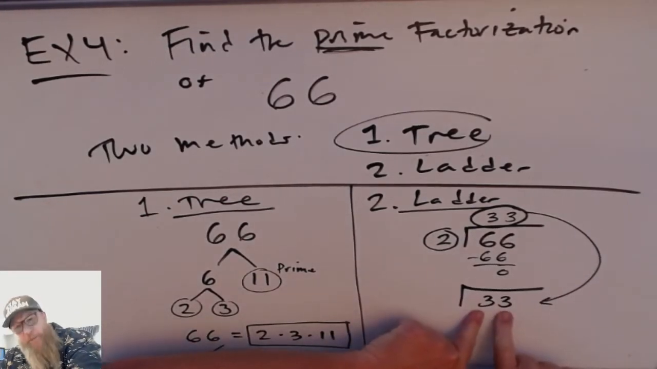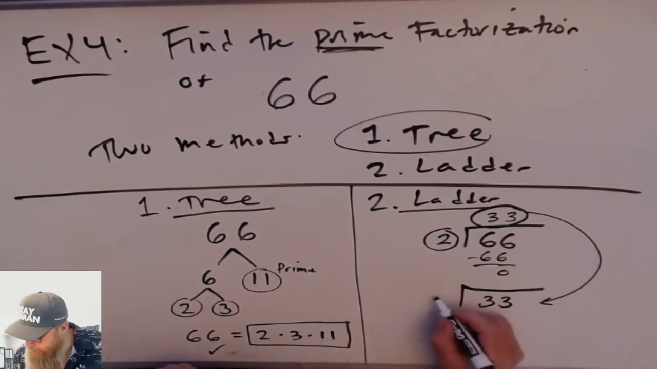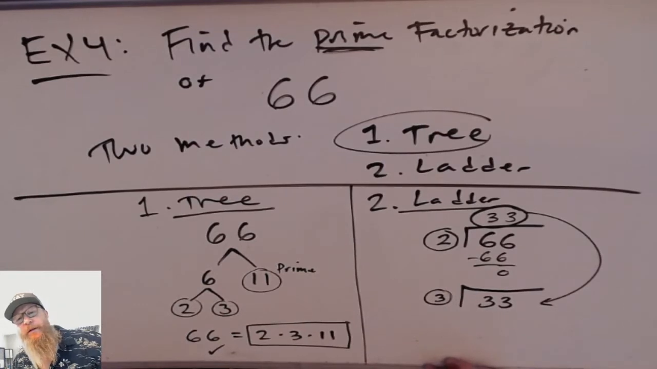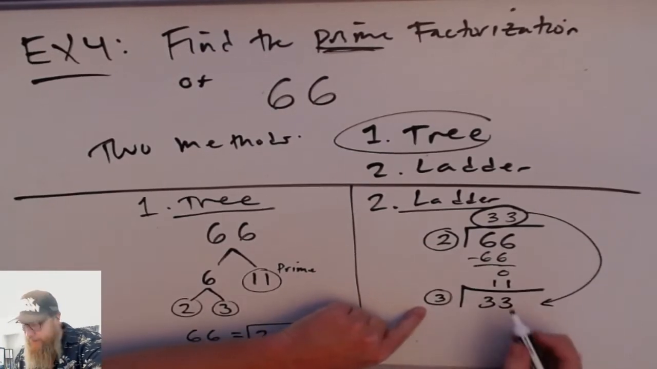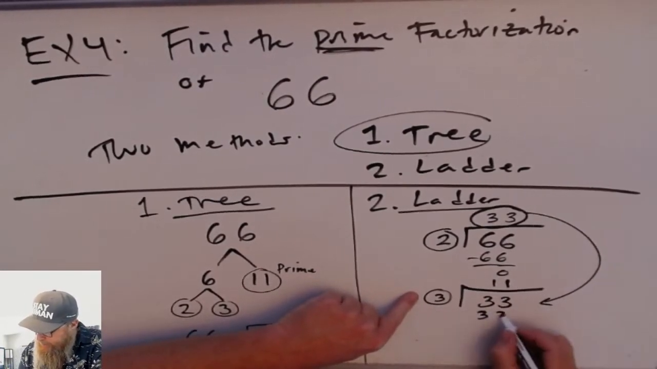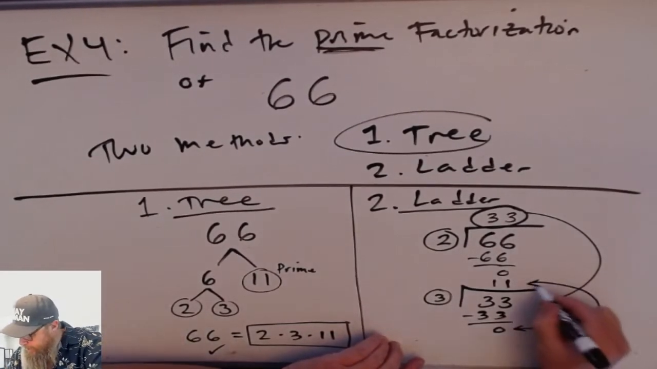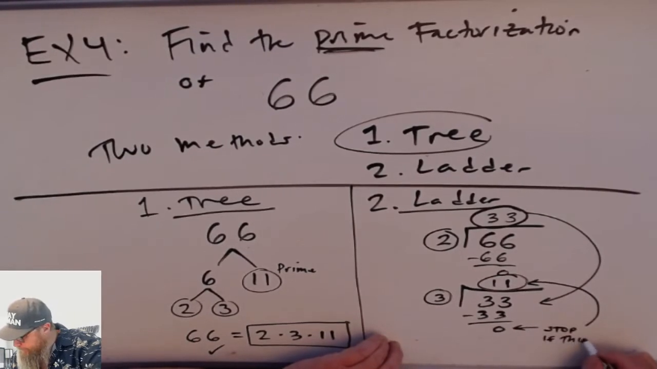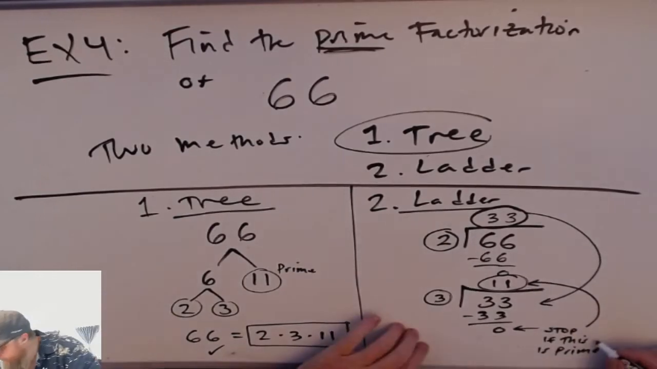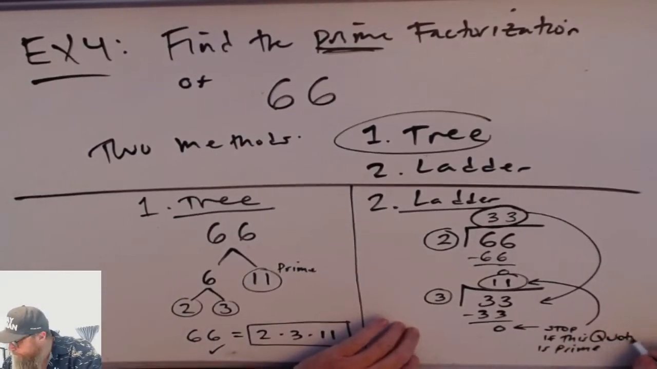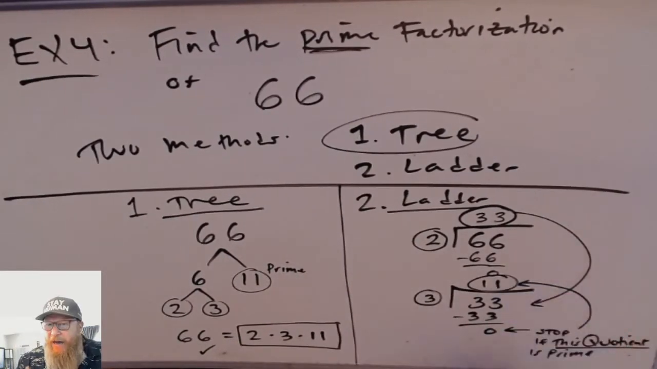What's the smallest number that goes into 33? Not 2. 2 doesn't work. 3 works. Okay. 3 goes into 33 11 times. 1 times 3 is 3. 1 times 3 is 3. Subtract, remainder 0. Stop when this number is prime. Yeah, it's called the quotient. So if this quotient is prime, stop. Otherwise, keep going.